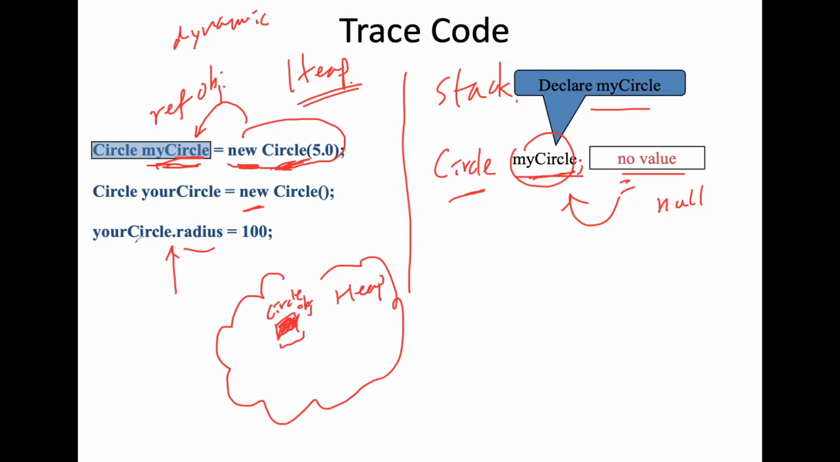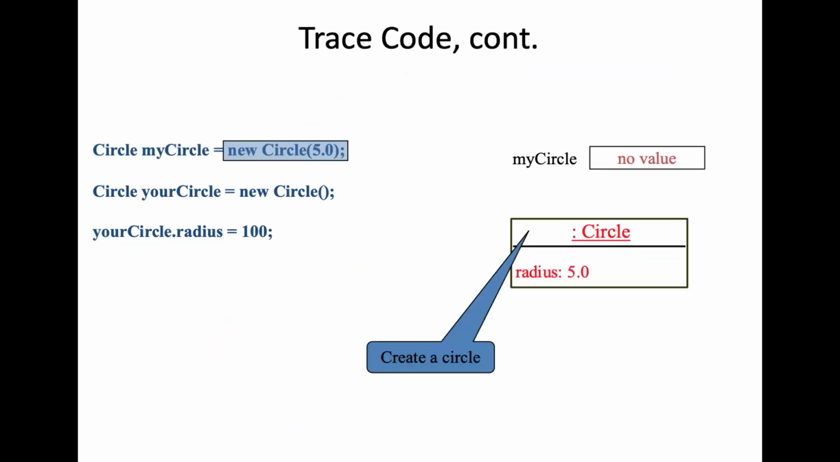And the reference for that circle object in memory is your circle in this case, or my circle in that case. You can use dot operator, assuming radius is publicly accessible and accessible by your circle object. You can use that dot operator to get it and also to set it. In this case, we're setting 100 to be the value of that circle's radius. Let's look at the next frame. We'll go through this one at a time.